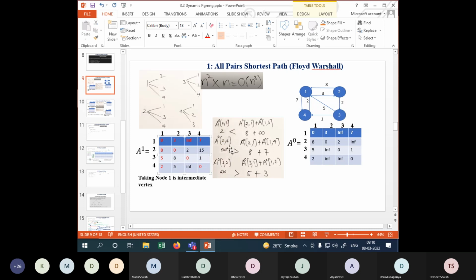Because we go from 4 to 1 initially, and from 1 to 2 then. Okay, this is 2, this is 3. So yes, it was a typo. And similarly for this one, 4 to 3. It's again infinity because there is no reachable path. We won't be able to reach it.